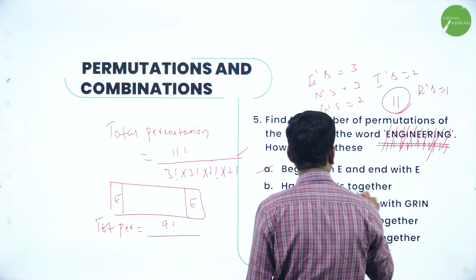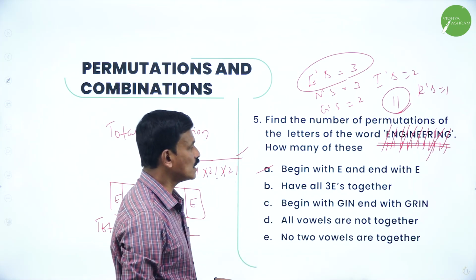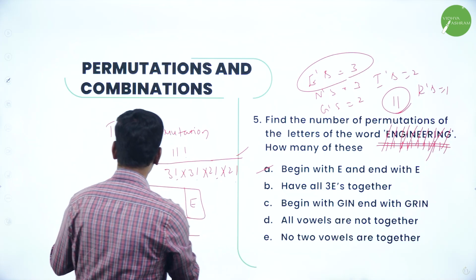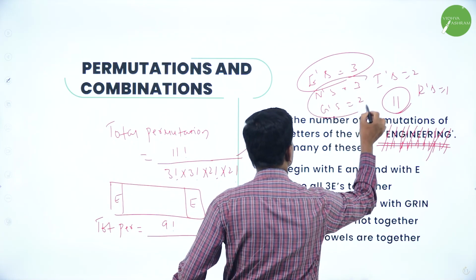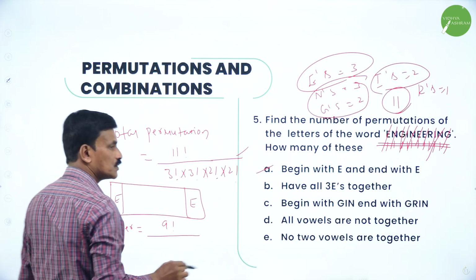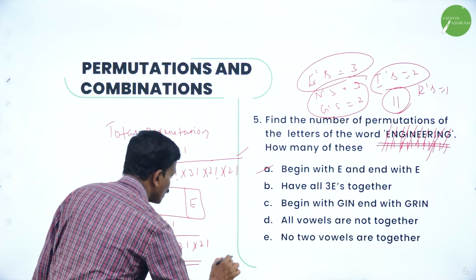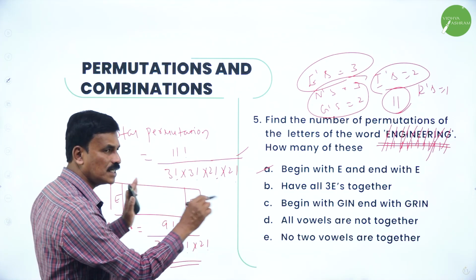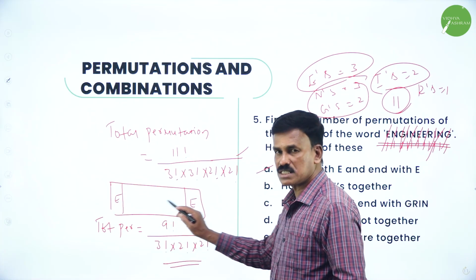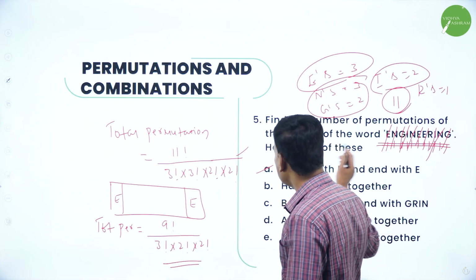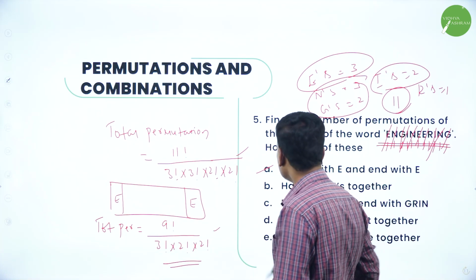letters are there? Here there are 3 E's, so remaining are 3 N's, 2 G's and 2 I's, with the words starting with E and ending with E. So the required permutation is 9 factorial divided by 3 factorial into 3 factorial into 2 factorial into 2 factorial, where the word begins with E and ends with E. Out of 11, 2 letters are the E at the beginning and the E at the end, and the remaining 9 factorial divided by 3 factorial into 2 factorial into 2 factorial will give the required permutation.